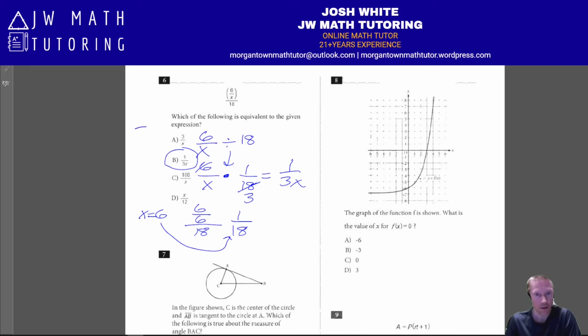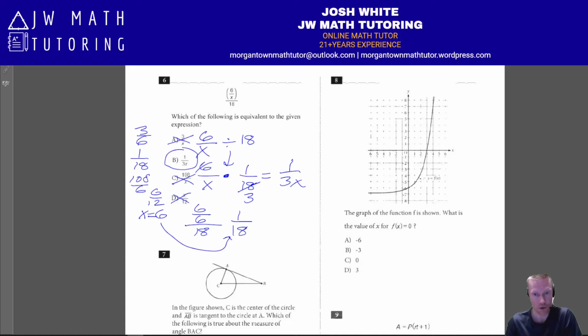So A, 3 over 6. Is that 1 over 18? Nope. B, 1 over 3 times x. 1 over 3 times 6. Is that 1 over 18? Yep, matches. C, 108 over 6. Is that 1 over 18? No, the numerator's bigger. And D, 6 over 12. Is that equal to 1 over 18? No. So that's just an alternate method you could use.